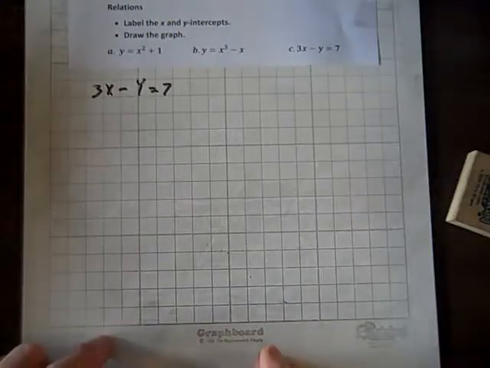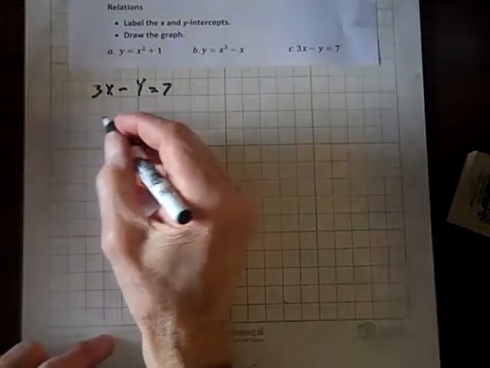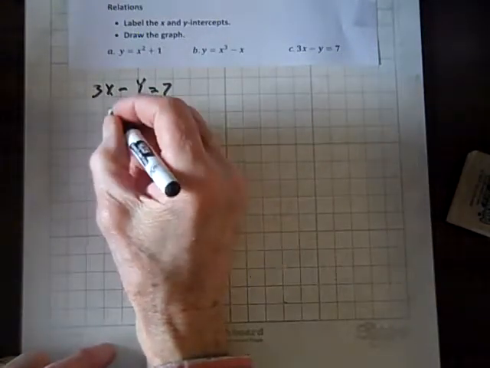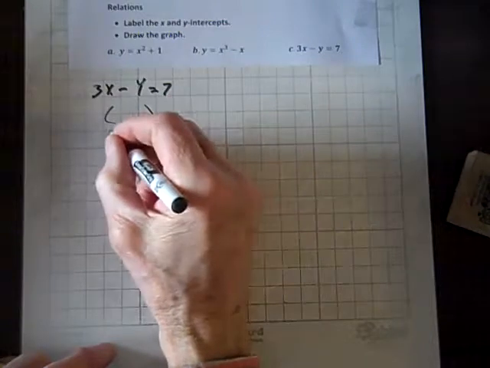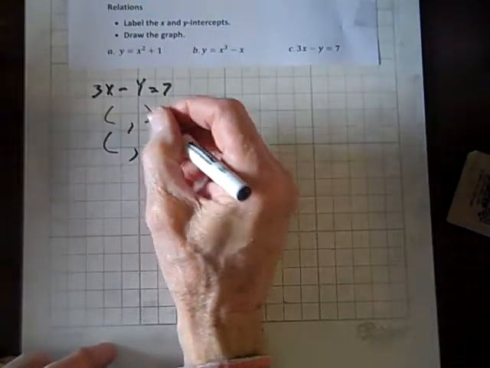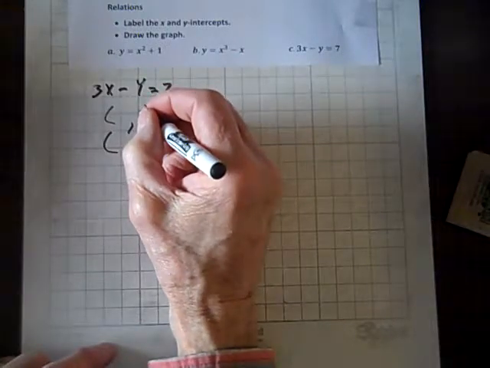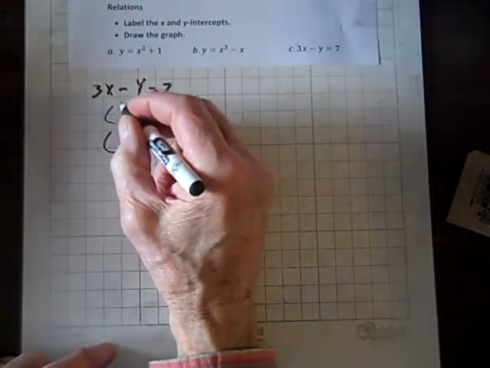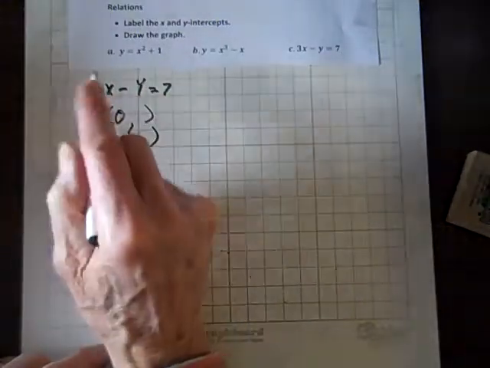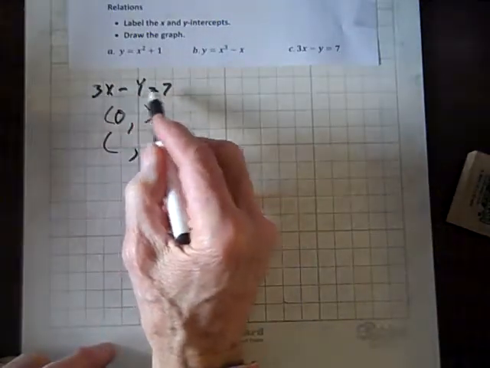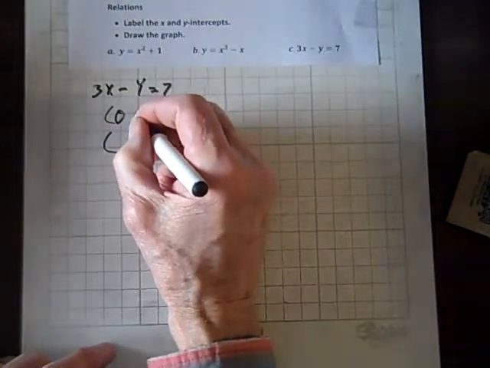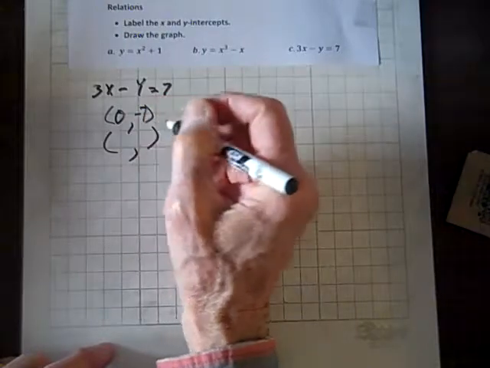Now let's graph this linear function. That's 3x minus y equals 7, and we'll find the x and y intercepts. To find the y-intercept, what we do is we let x equal 0 and solve for y. If x is 0, this term disappears, and we get minus y equals 7. Solving for y, we get y equals negative 7.